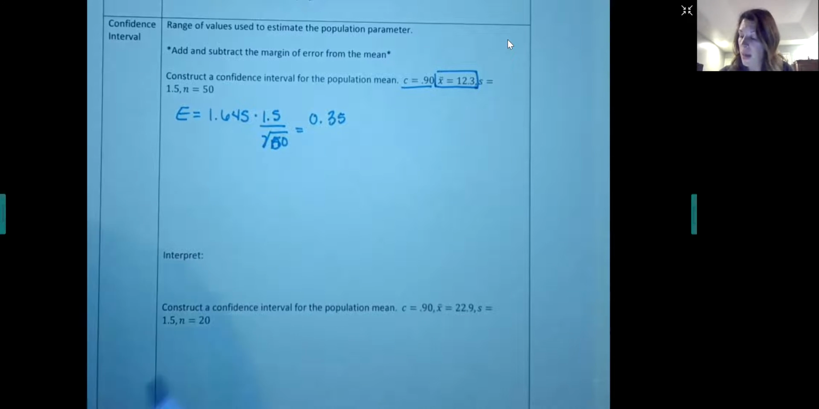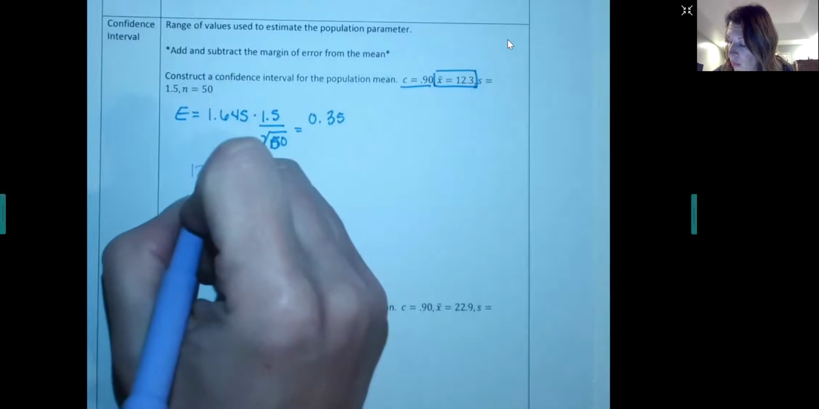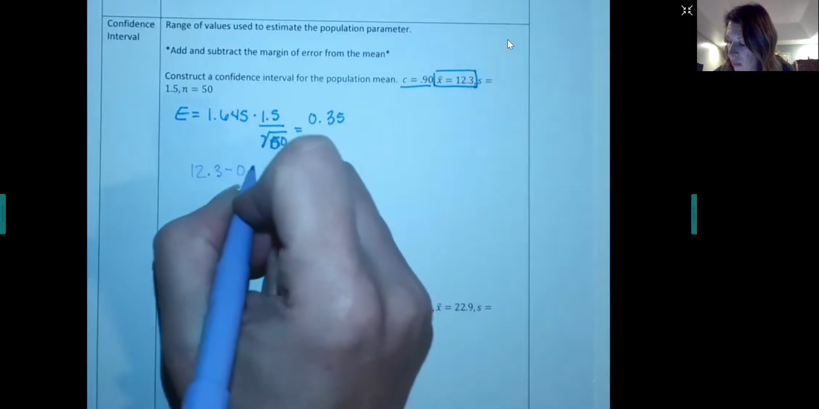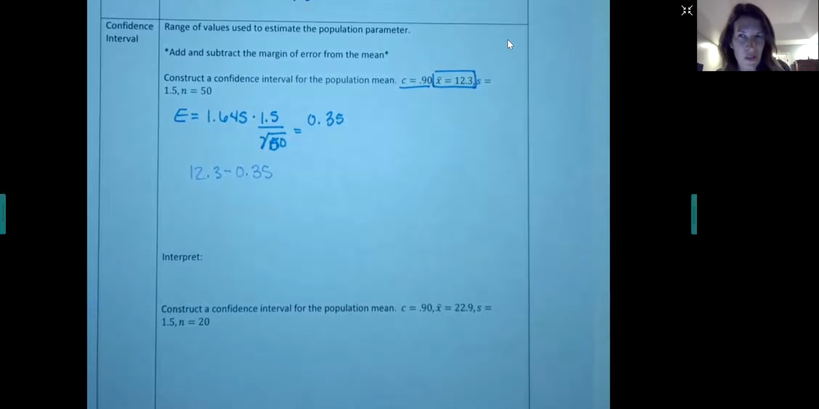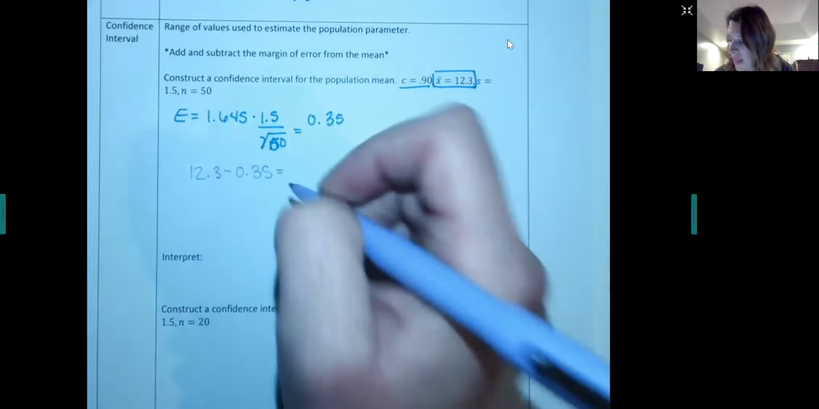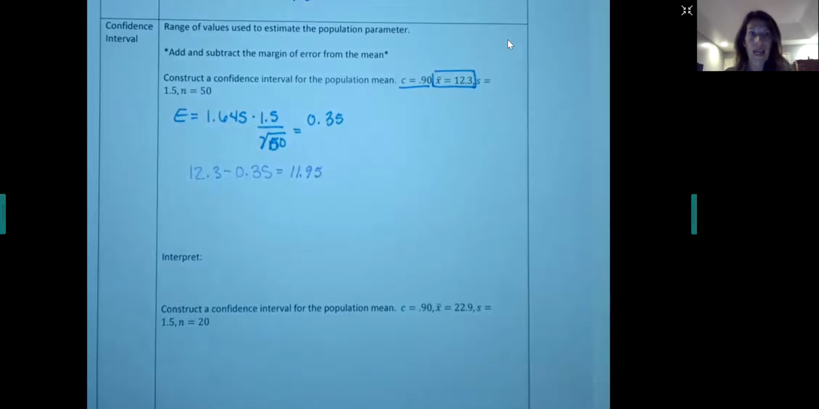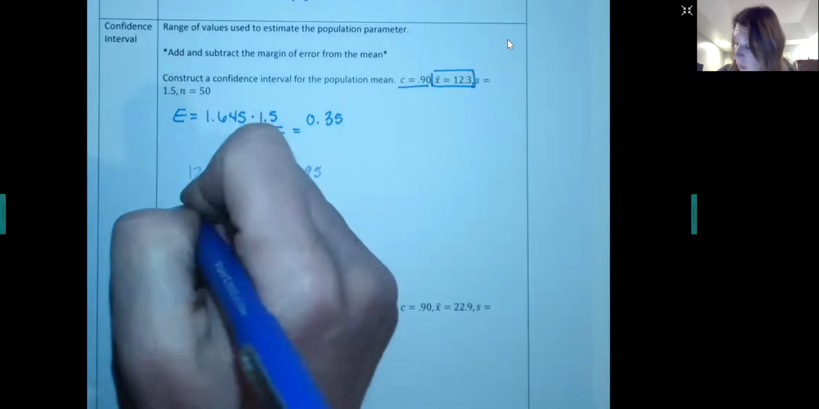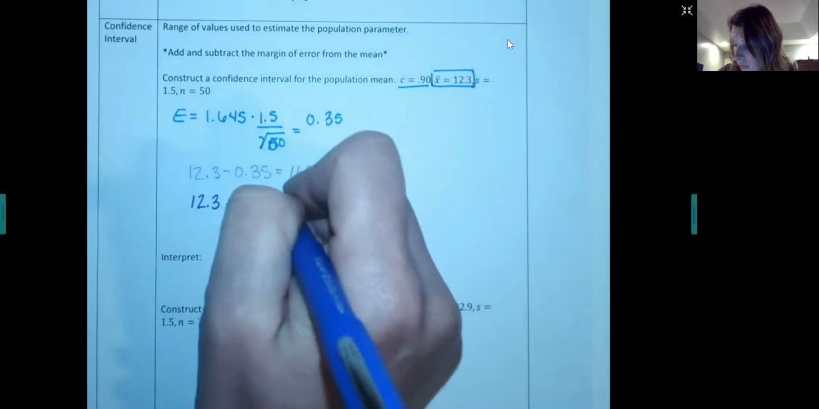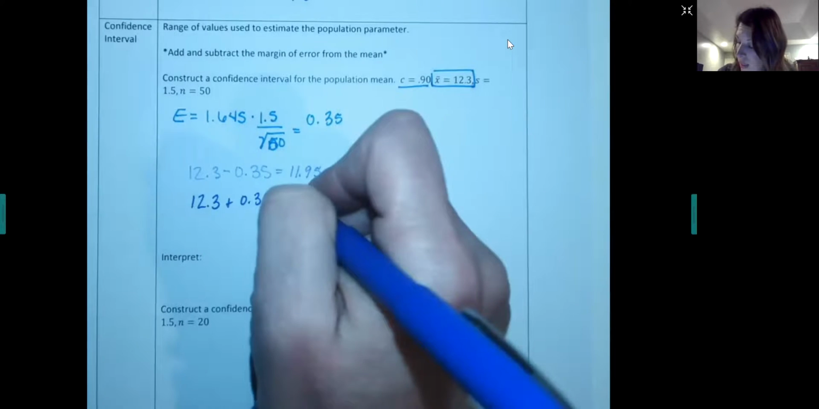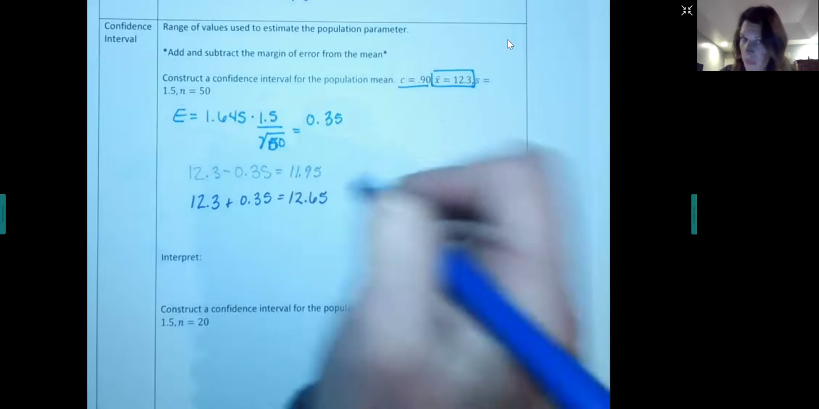So I'm going to do 12.3 minus 0.35. I'm always going to subtract first because it's my smaller number. And that gives me 11.95. And then I'm going to add 0.35, so that I have 12.3 plus 0.35. When I add that, I get 12.65.